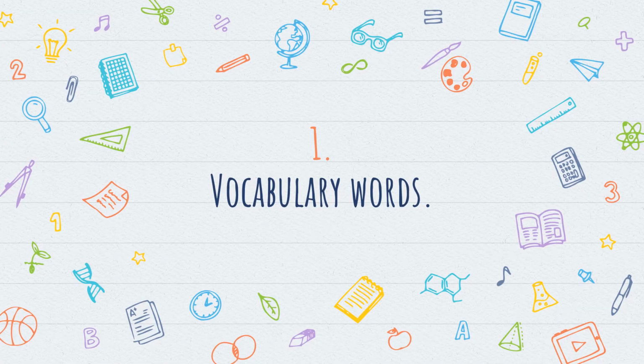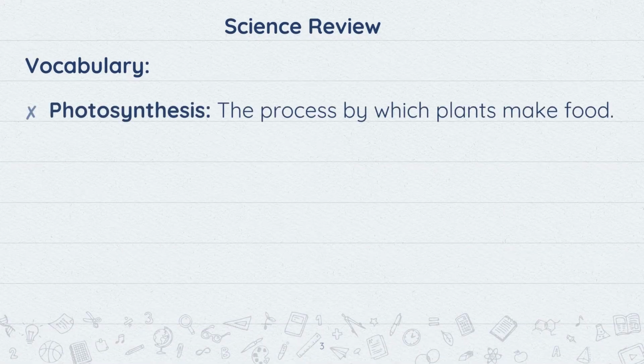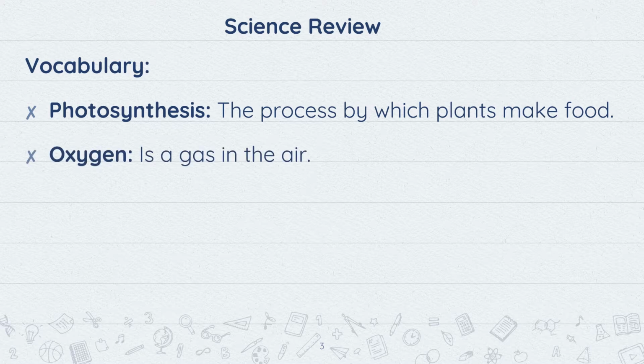The first thing we're going to review are the vocabulary words that we use and we talk about during all this partial. The first word is photosynthesis. It's the process by which plants make food. They use water, air, sunlight to make their food. That process is photosynthesis. So oxygen is a gas in the air.